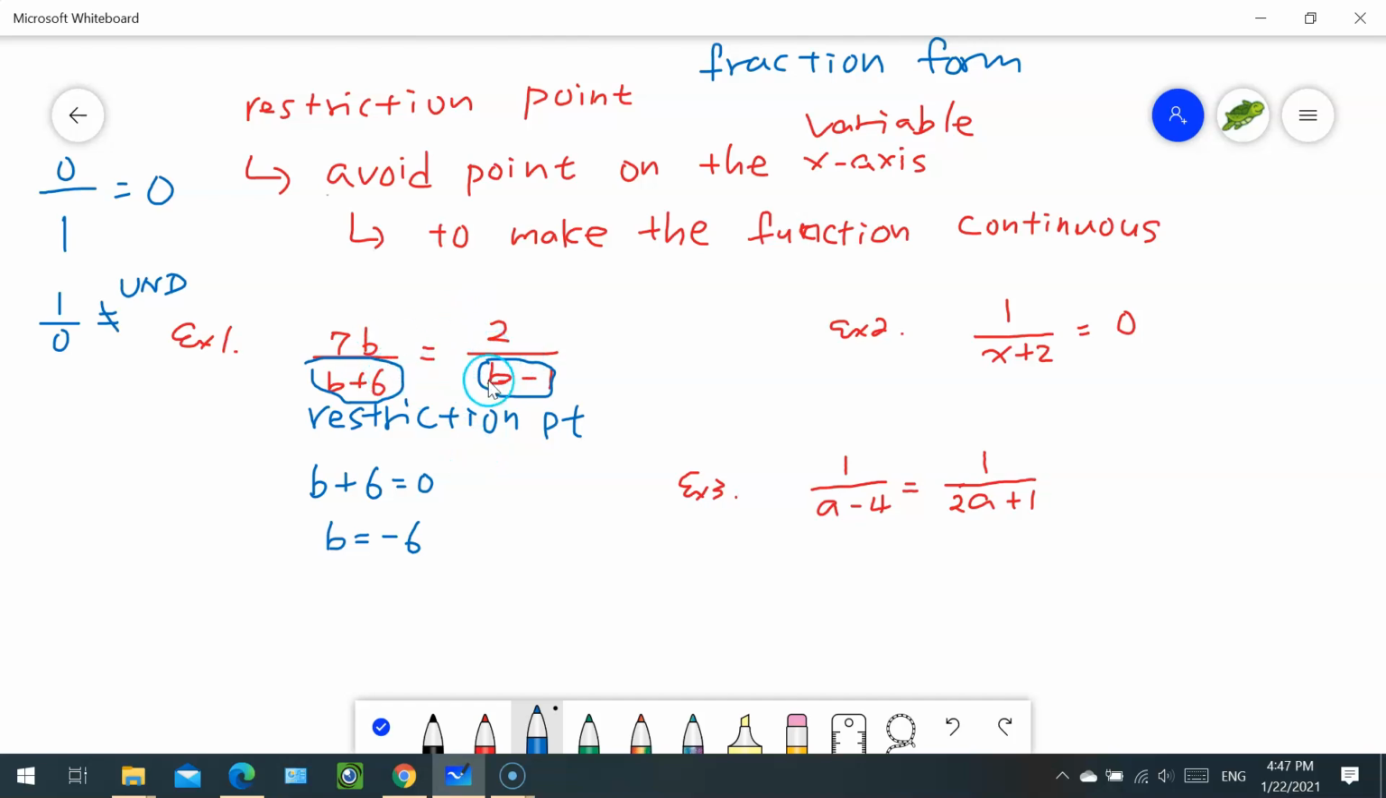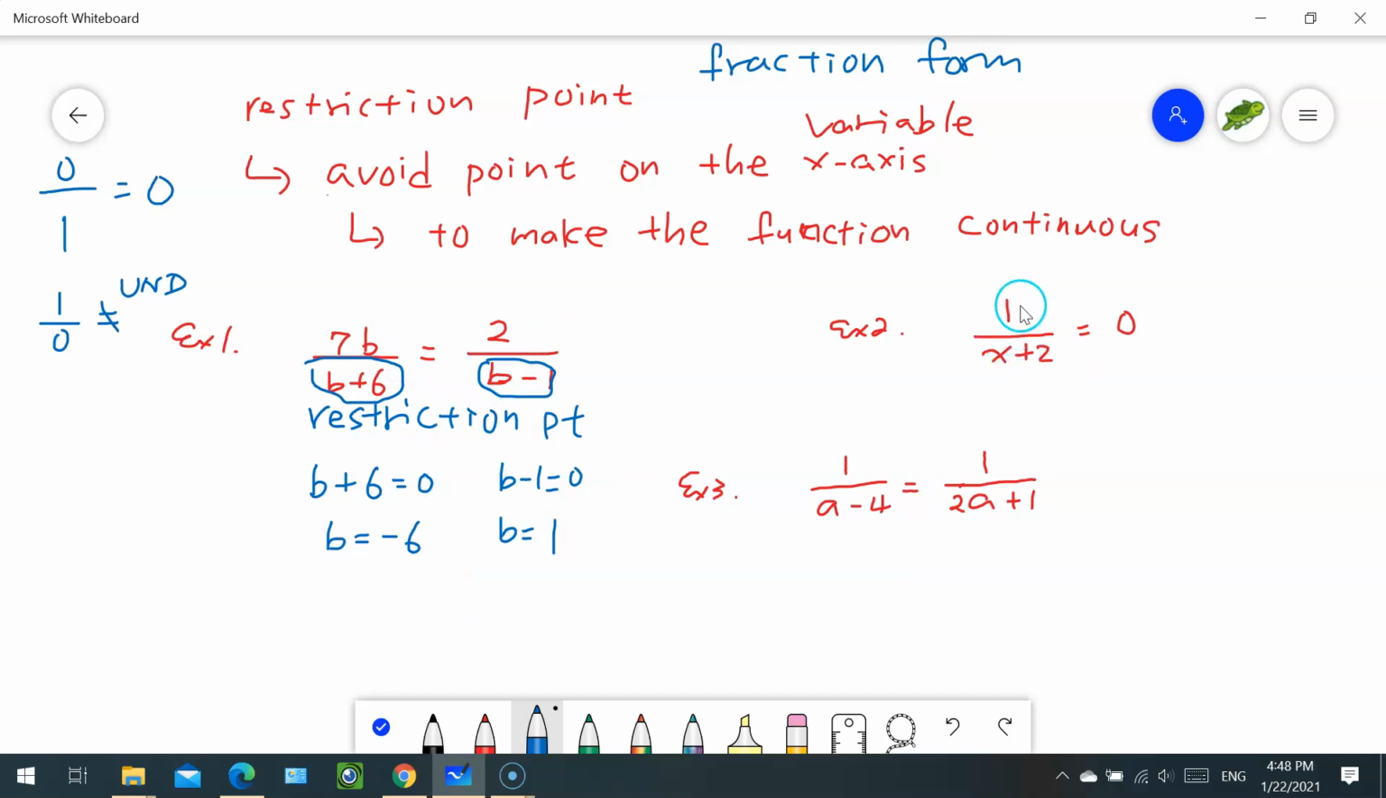For example 1, on the right-hand side, the other denominator is b minus 1. So we set b minus 1 equals 0. From here, b equals 1. That means as long as b avoids these 2 points, the function will be continuous.